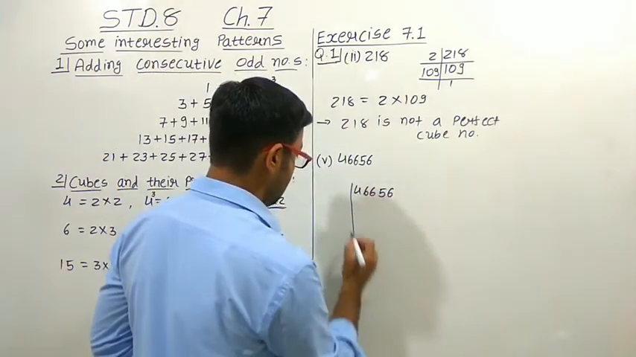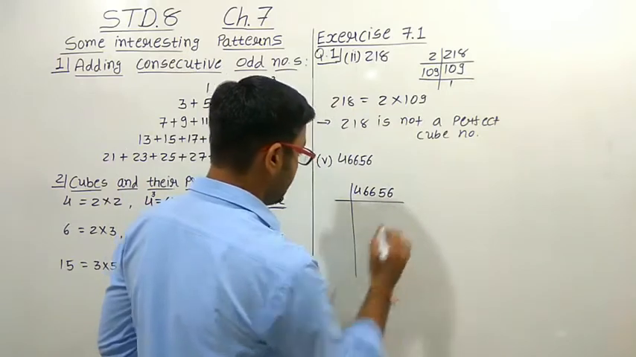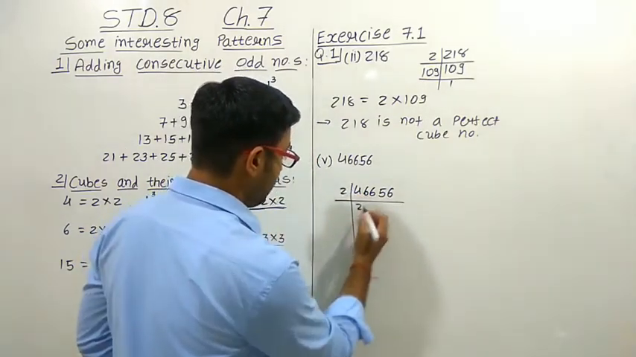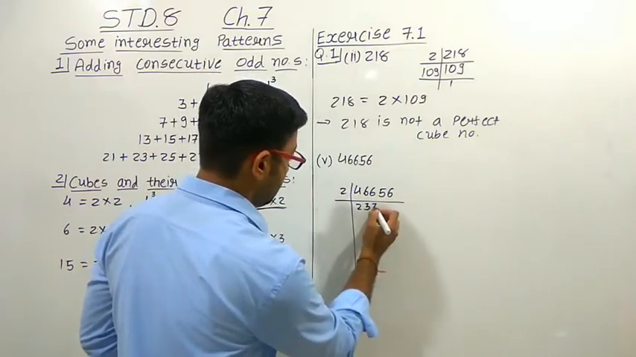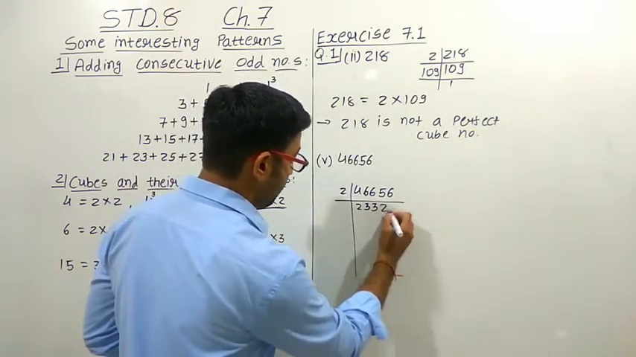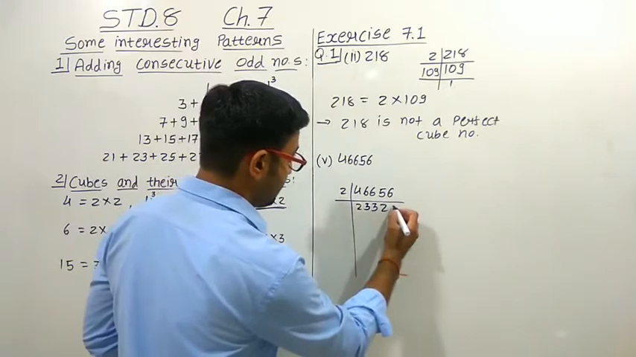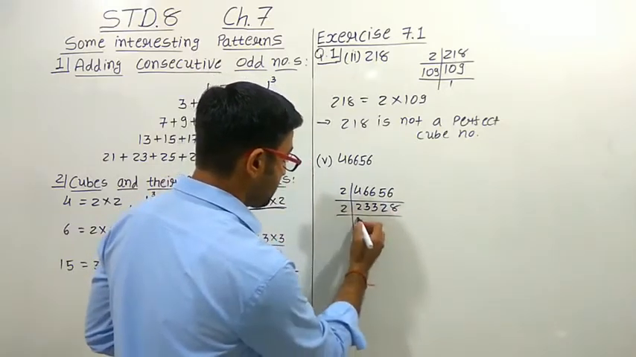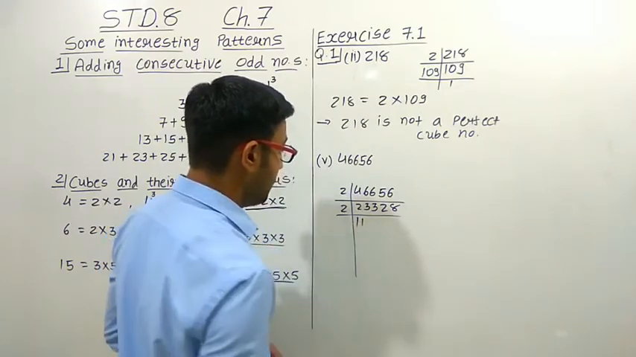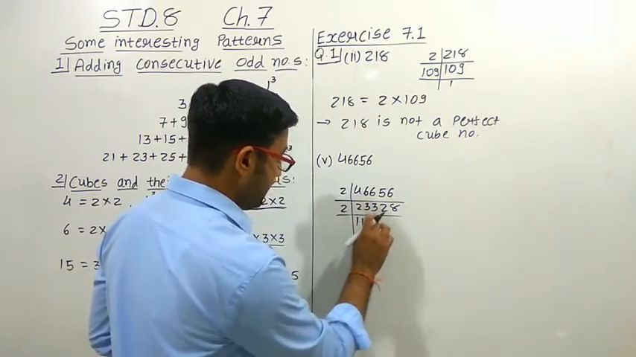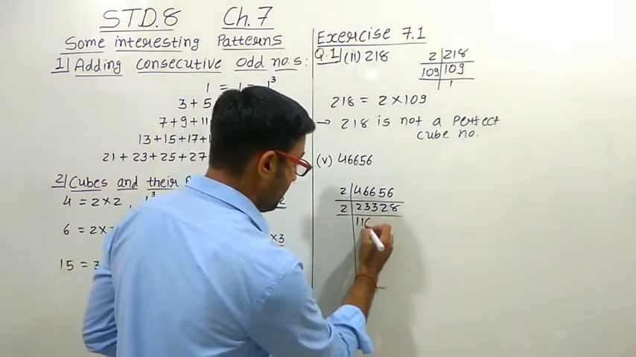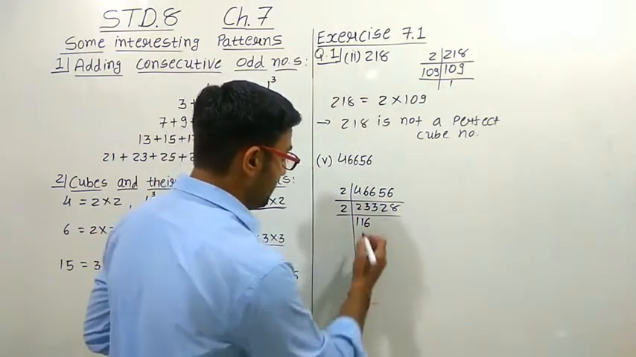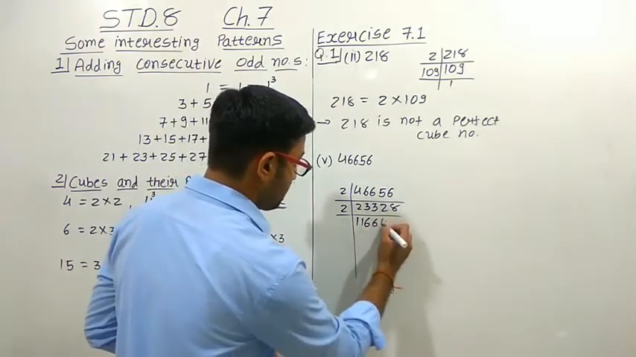46656. So first of all, we factorize it. We can divide it by 2. When we divide by 2, we get: 2 2s are 4, 2 3s are 6, 2 3s are 6, 2 2s are 4, and 2 8s are 16, that is 8. Again we can divide it by 2. 2 1s are 2, again 2 1s are 2, but 1 is the carry, 13 is there, so 2 6s are 12. Again 1 is the remainder, and 12 we get, that is 2 6s are 12, and 2 4s are 8.